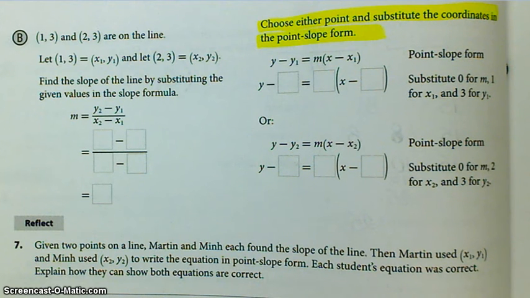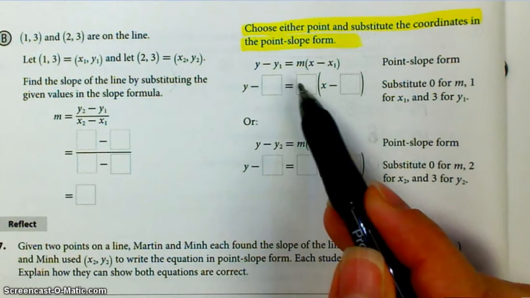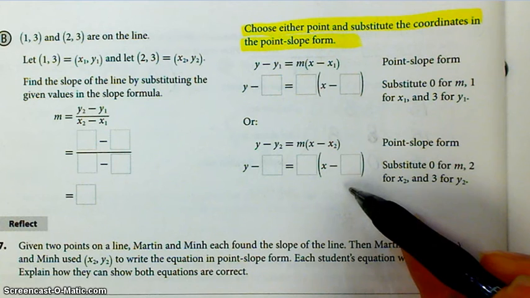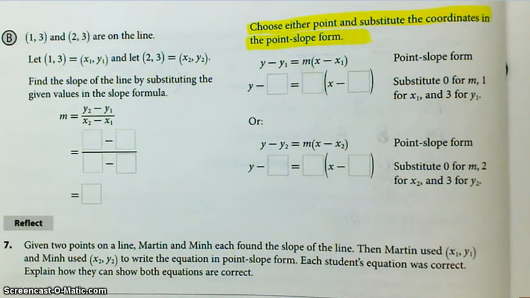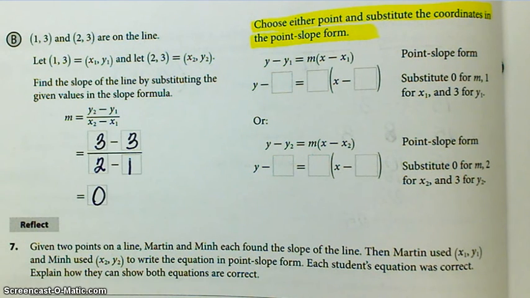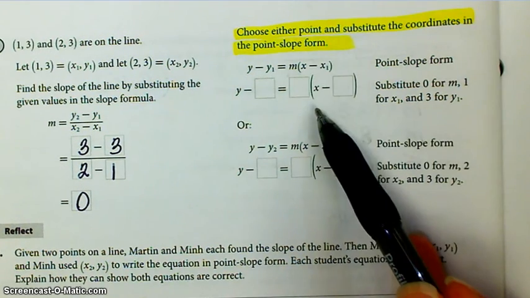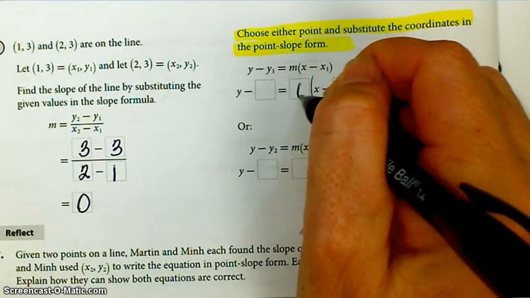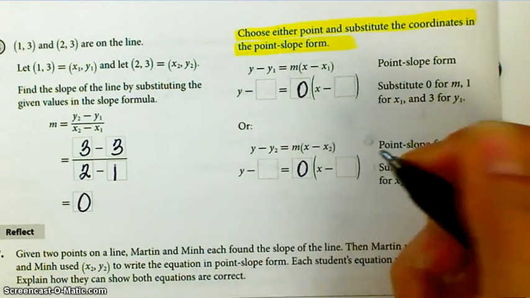Okay, so do B just like they walked you through with A, and then you can kind of check and see. You can do it both ways. Do it with 1 point up here and do it with a second point down here. All right, so far I've gotten 0 for my slope. So I'm going to come over here and put in a 0 where m goes in both of them.